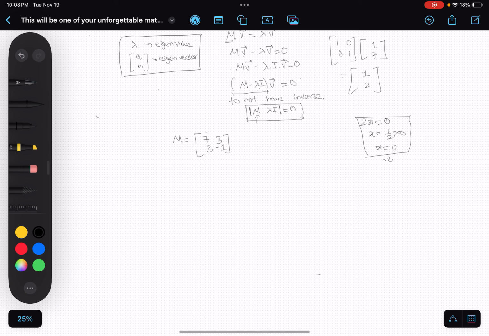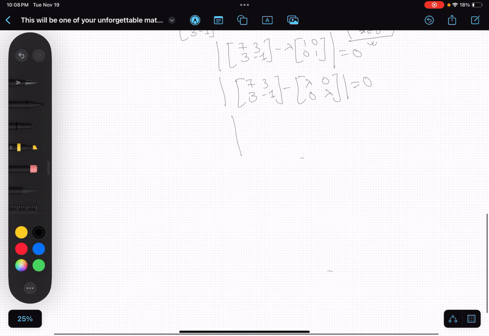So, if we try to evaluate this determinant to find the lambda, the matrix [7, 3; 3, -1] minus lambda times [1, 0; 0, 1], and the determinant is equal to 0. Lambda times 0 is just 0, lambda times 1 is just lambda. You need to multiply that scalar to every element. So now this will be the matrix [7 minus lambda, 3; 3, -1 minus lambda], and its determinant is equal to 0.